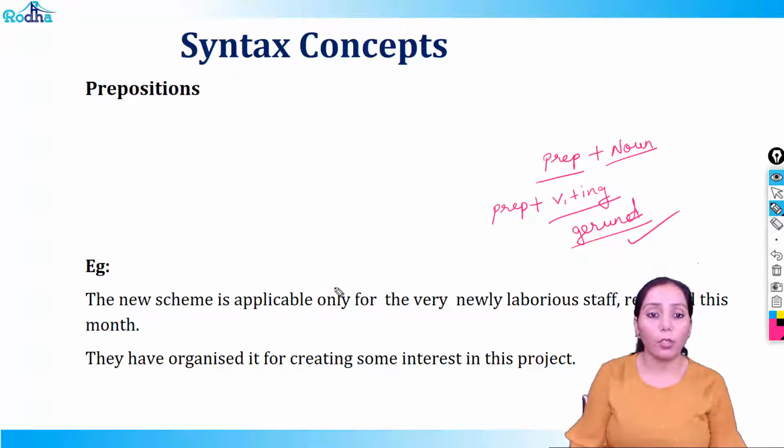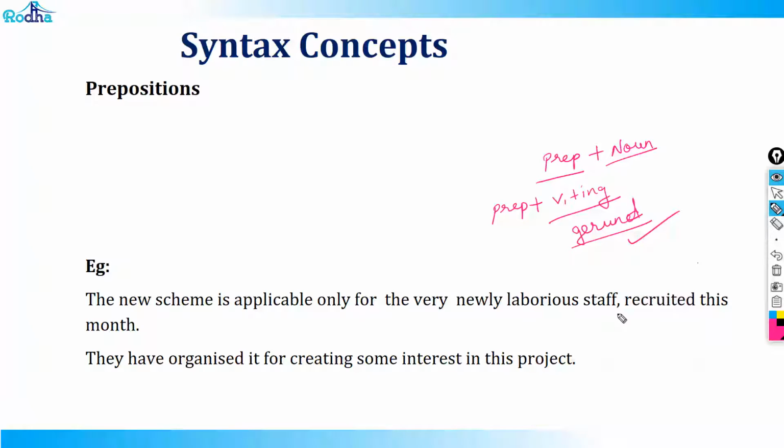So let's find the preposition formation in a sentence. The new scheme is applicable only for the very newly laborious staff recruited this month. Now this is the sentence. Let's see. The new scheme. Scheme is the noun. Which kind of scheme are we talking about? New, the adjective, right? And the article the is coming for scheme.